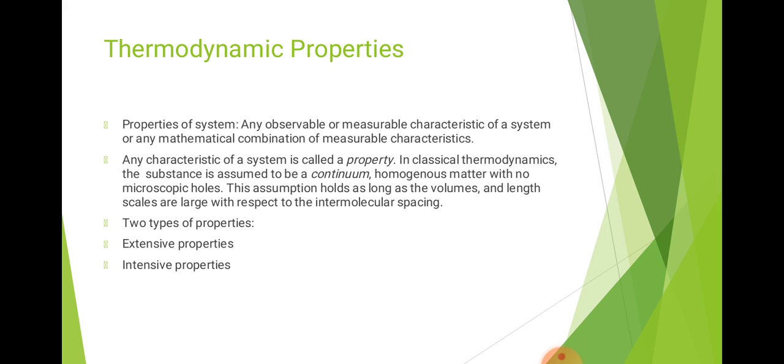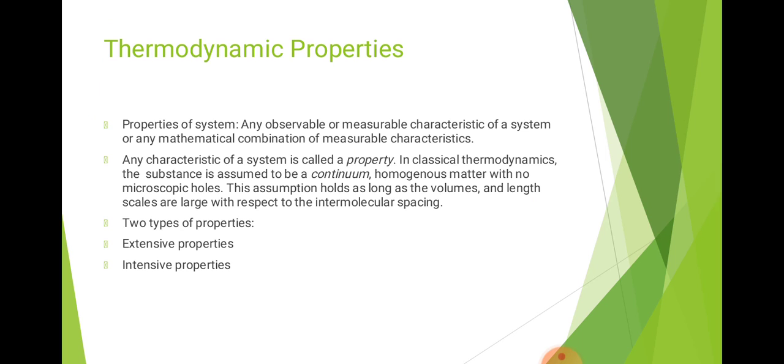Any characteristic of the system by which the state of the system can be identified is called the property of the system. In classical thermodynamics, the substance is assumed to be a continuum, homogeneous matter with no microscopic holes. This assumption holds as long as the volumes and the length scales are large with respect to the intermolecular spacing. So, for measuring those parameters, the properties are divided into two types: extensive properties and intensive properties.